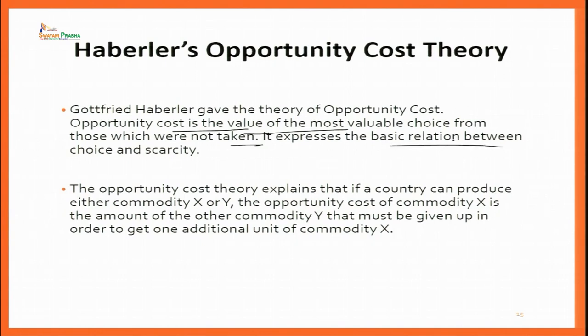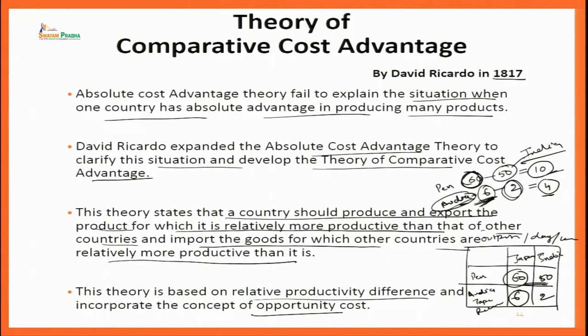It expresses the basic relation between choice and scarcity, because I am having limited resources. I cannot make the choice of selecting all the options and all the choices in my hand. I have to sacrifice one for the sake of accepting the other choice, right? I might be having limited money in my hand, I am having limited labor in my country. So, I can either have a production of a pen or the audio tape, right? So, if I have to make a choice, then I will be doing the comparative study that which particular production is going to be more beneficial for me.